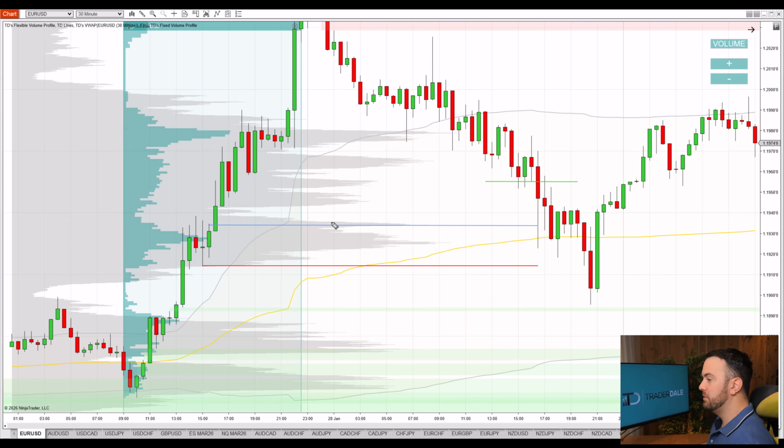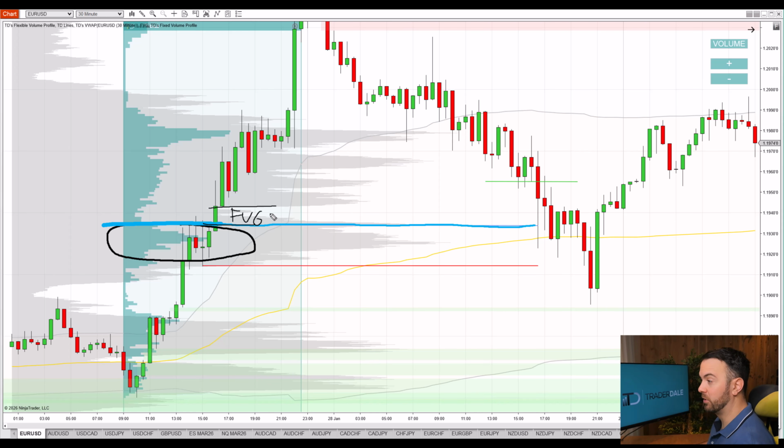Now what I want to show you here is this volume cluster and how I was trading this. That blue line which you see here, this was my trade entry. And as you can see, it was at the beginning of that volume cluster. I prefer to trade from the beginning of the volume cluster. And in this case, there was also a nice confluence with a fair value gap. Right here, there was a fair value gap.